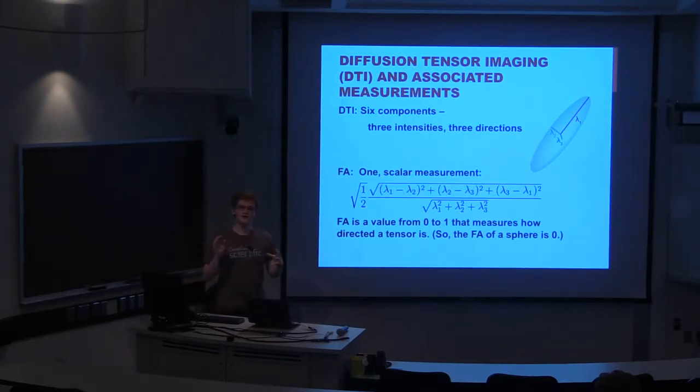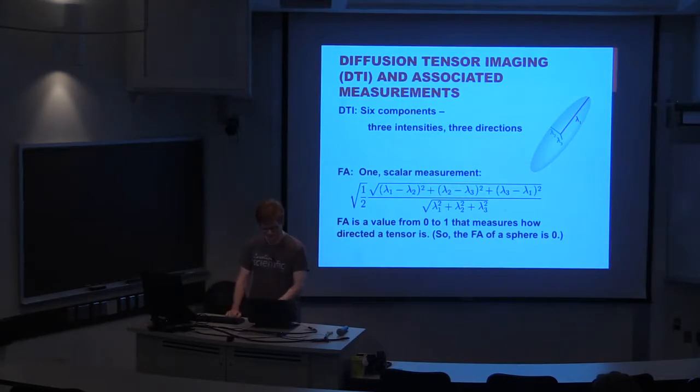So it's a value between 0 and 1. A sphere would have no direction, therefore it would be indicated by an FA value of 0, whereas a very directed tensor would indicate a very high FA value, close to 1, and an FA value close to 1 would say that there's probably going to be white matter in this area, and it's going to be very, very highly directed.